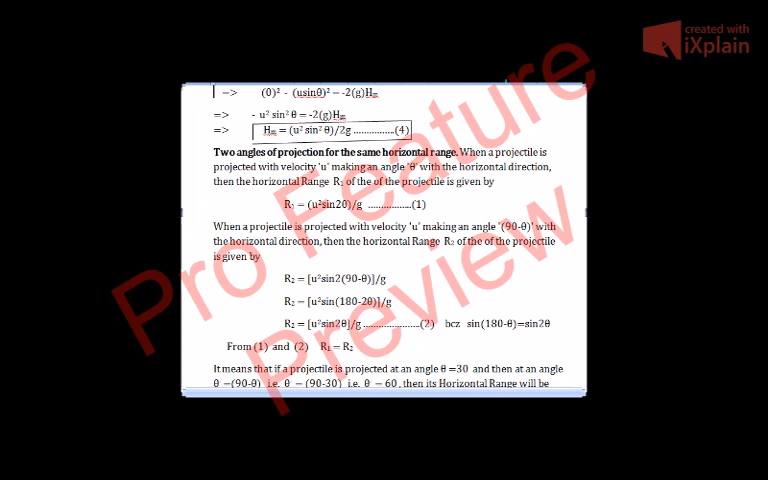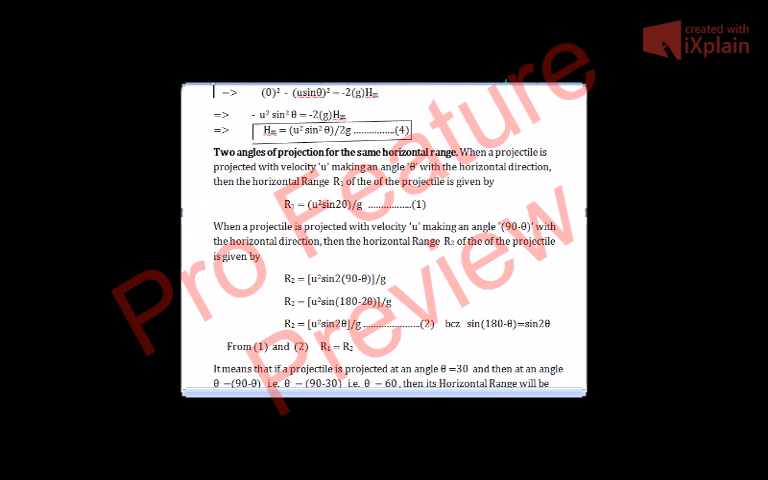Now two angles of projection for the same horizontal range. If you throw a projectile at an angle of 20 degree and another person throws it at an angle of 70 degree, then what would you expect? The maximum horizontal range will be same for both. Similarly, if you throw it at 30 degree and another person throws it at an angle of 60 degree, again the maximum horizontal range will be same for both the persons.